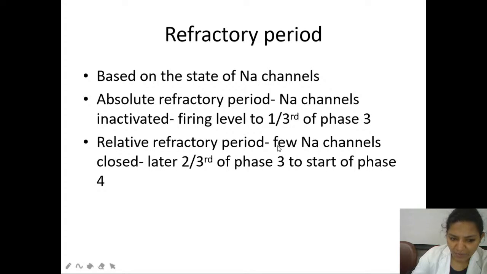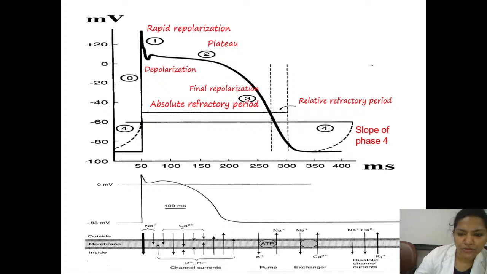And the relative refractory period, its duration is from the later 2/3 of phase 2 to the start of phase 4. If we give a stimulus of high strength here, then we can achieve another action potential, right? So this diagram also tells the same thing about the absolute and relative refractory periods, right? So the absolute refractory period is from phase 0 till 1/3 completion of phase 3, and the relative refractory period is the lower 2/3 of phase 3 till phase 4, right?